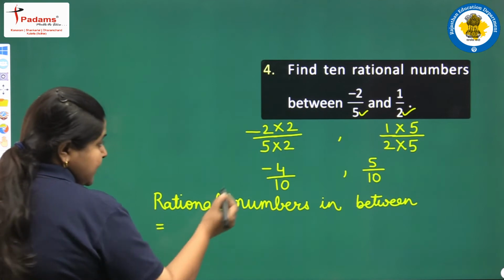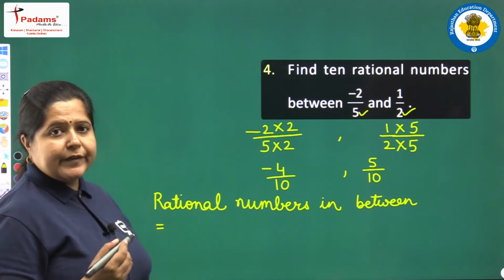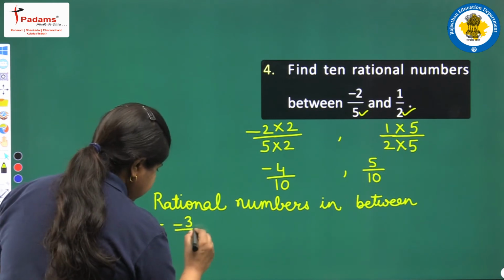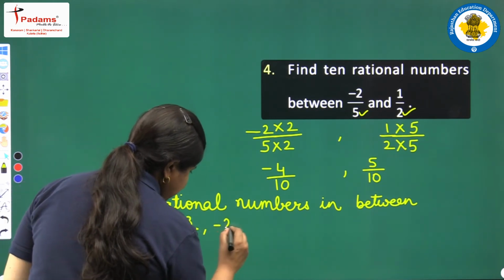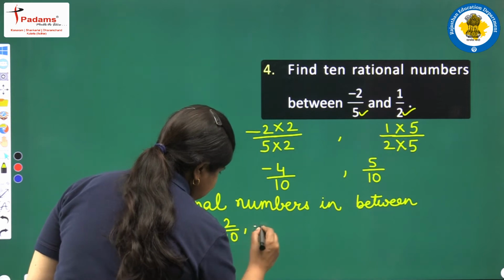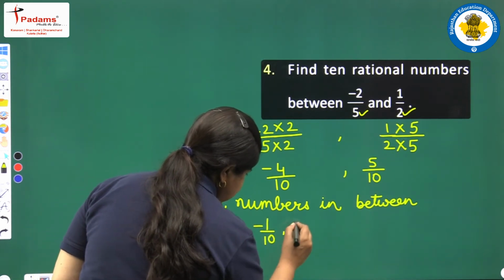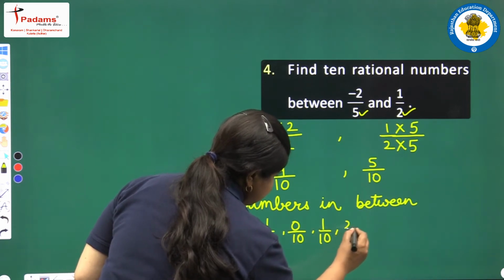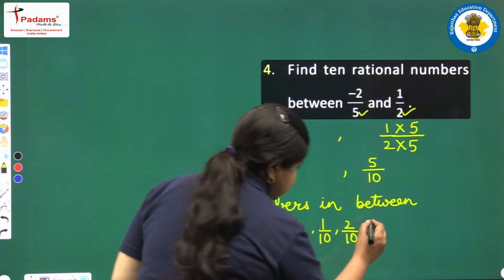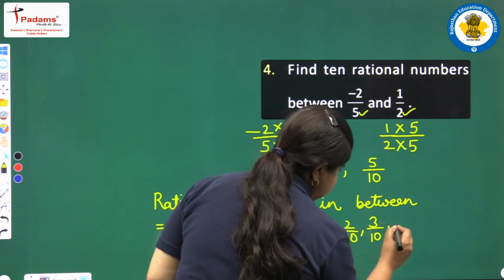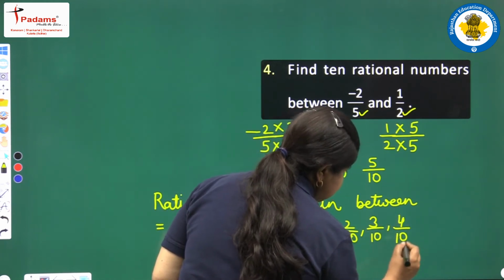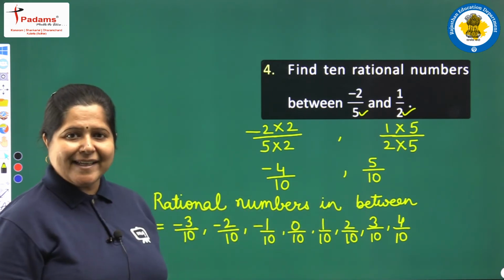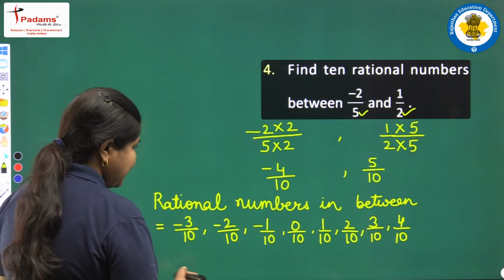They will be, this is -4 by 10, so we will start by -3 by 10, -3 upon 10, -2 upon 10, -1 upon 10, 0 upon 10, 1 by 10, 2 by 10, then 3 by 10 and 4 by 10. We can't take 5 by 10 because the number itself is 5 by 10. Now, let us count how many they are.